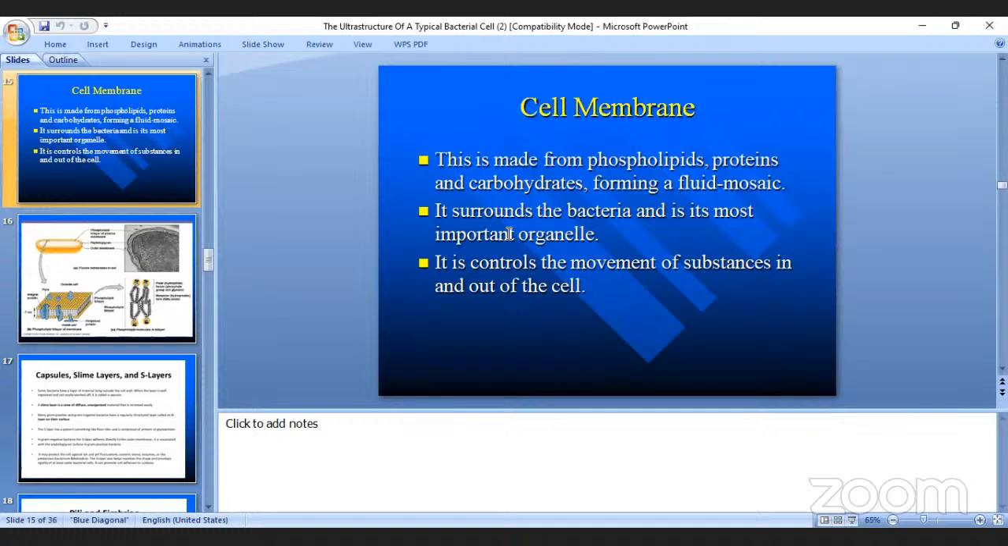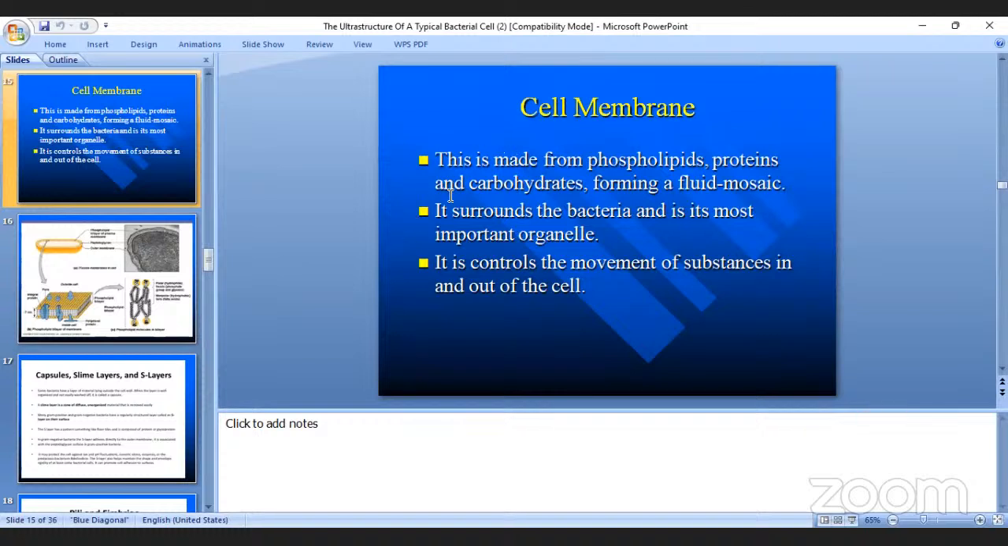Yes, sir. Right. The cell membrane is made up of phospholipids and proteins. This is common, not only in bacteria. If you take any organism, the cell membrane is made up of phospholipids, proteins and carbohydrate, and it forms a fluid mosaic pattern.